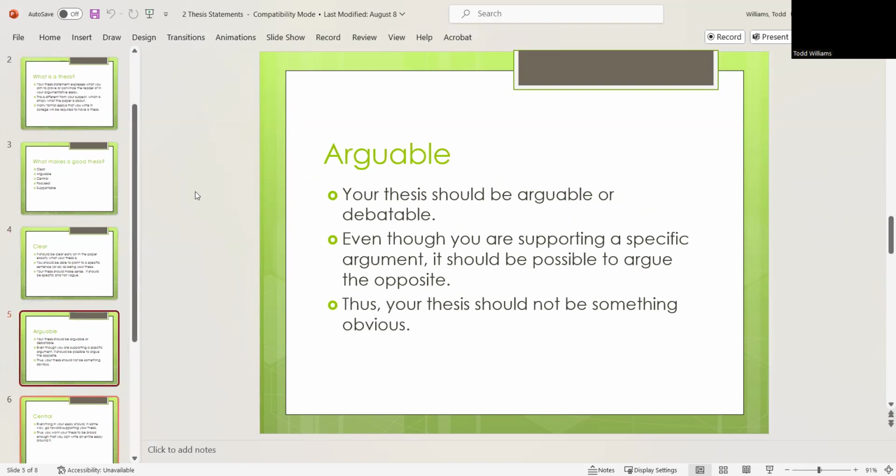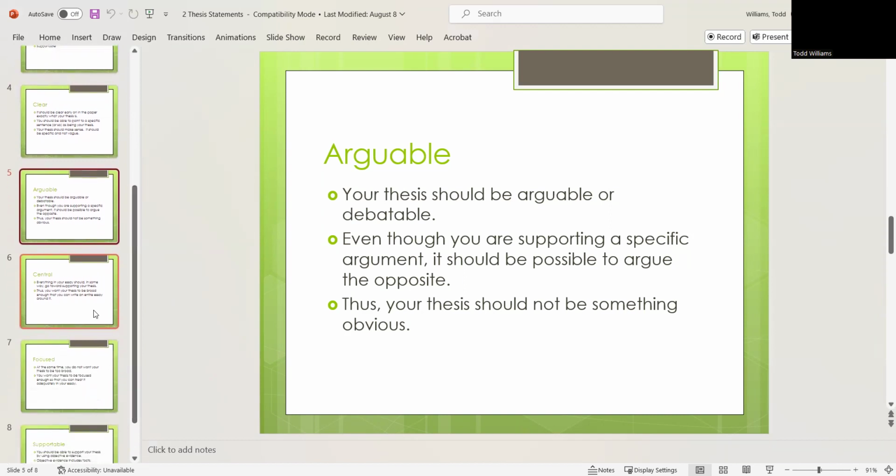A thesis should be arguable or debatable, right? So think about engaging in a debate. There should be other sides of the issue. So you're making your specific argument, but what would someone who disagrees with you say, right? There should be other sides to the argument. If there aren't other sides to the argument, if it's not possible to write an essay arguing against what you're saying, then it's really not a strong thesis, right? You don't want your thesis to be something obvious. You want it to be engaging in a debate. You're arguing for one side in a debate. So always ask yourself, could I argue against this?